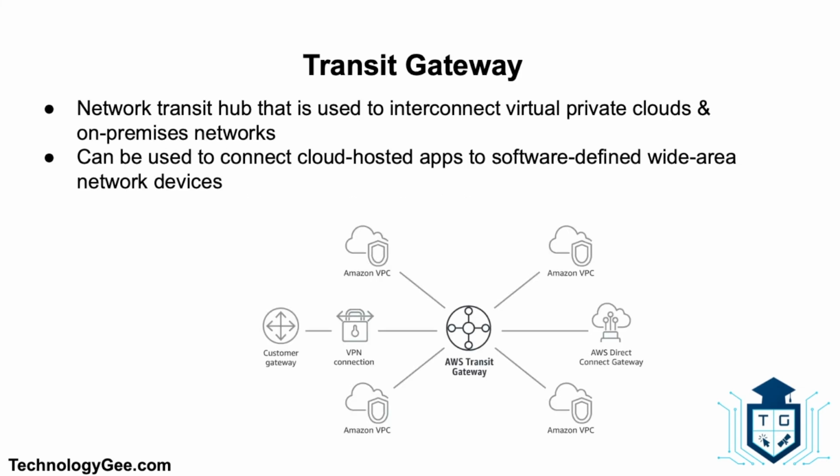Next, we have a transit gateway, and this is a network transit hub that you can use to interconnect your virtual private clouds and on-premise networks. Transit gateways can also be used to connect cloud-hosted applications to software-defined wide area network devices.